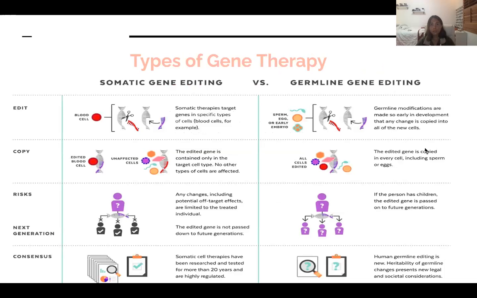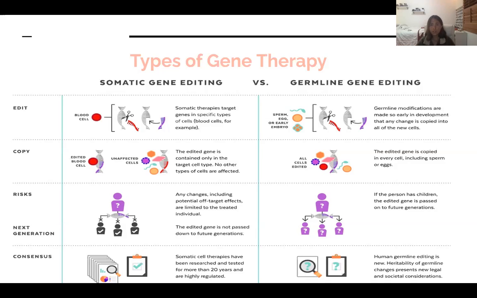Now, there are two types of gene therapies. The first one is somatic, and the second is germline. So, for somatic, this is when the modified gene is inserted into somatic cells, which are blood cells or bone cells. And once it's in the cell, it's contained within it and it doesn't affect the surrounding cells. And since it doesn't affect the surrounding cells, it's not inheritable for future generations. And somatic gene therapy is much more common than germline since it has been researched and is more reliable for uses.